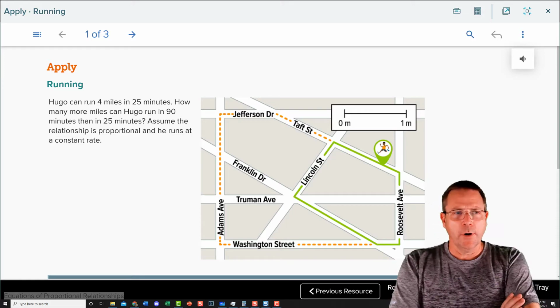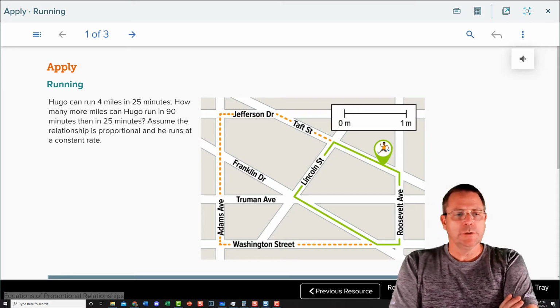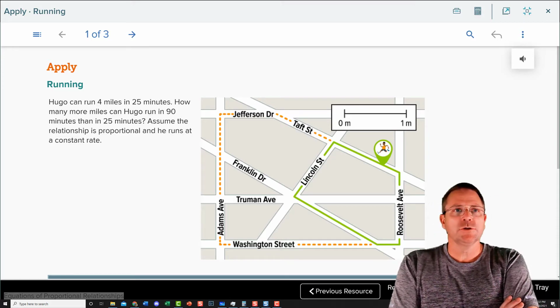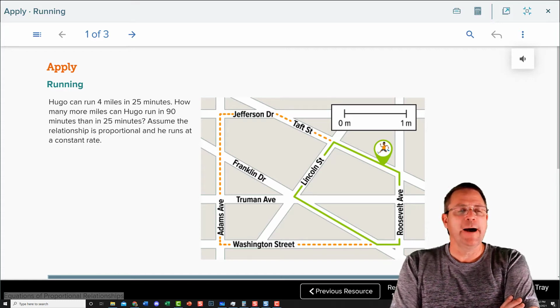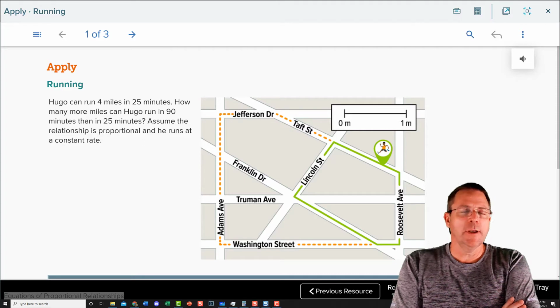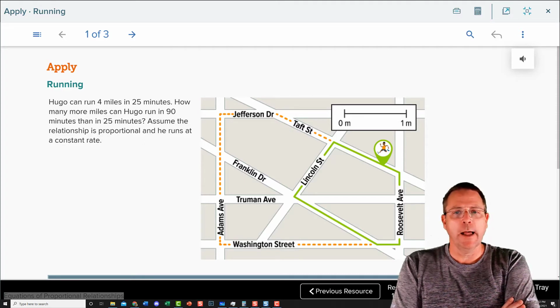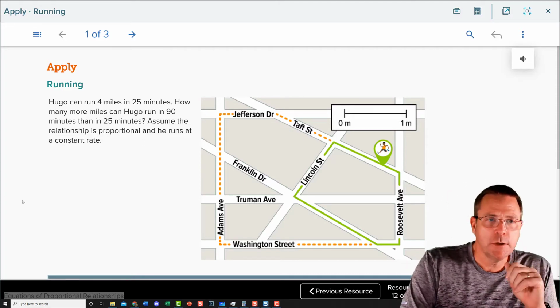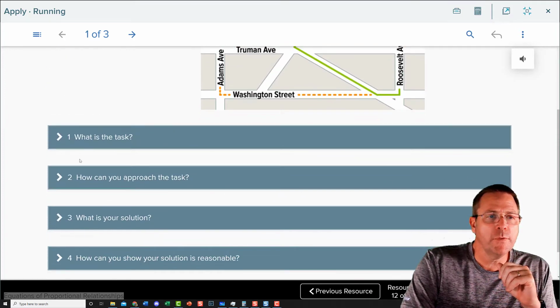Welcome back to part 3 of Equations and Proportional Relationships, Chapter 1, Section 5. We are on the last 2 slides, hitting the one that everybody loves so much, the apply slide, which means that you're going to need to work several things.